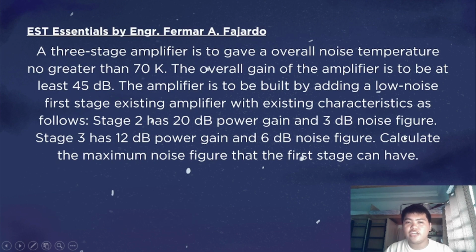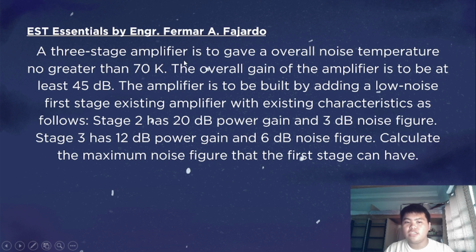And the last question is from Fajardo. So a 3-stage amplifier is to give an overall noise temperature no greater than 70 Kelvin. The overall gain of the amplifier is to be at least 45 decibel. The amplifier is to be built by adding a low noise first stage to existing amplifiers with existing characteristics as follows. Stage 2 has 20 decibel power gain and 3 decibel noise figure. Stage 3 has 12 decibel power gain and 6 decibel noise figure. Calculate the maximum noise figure that the first stage can have.